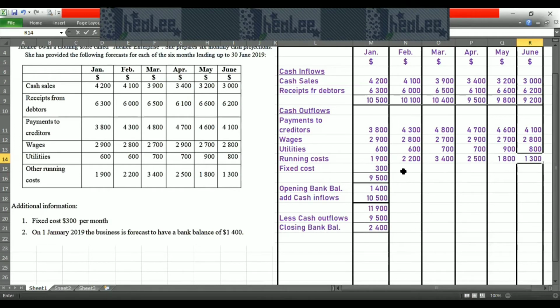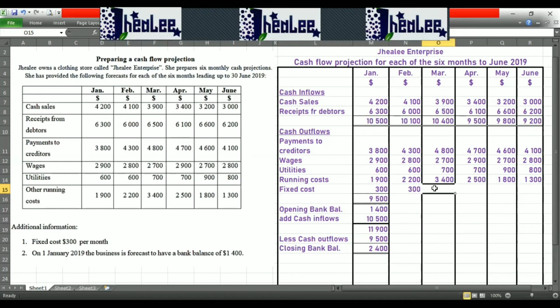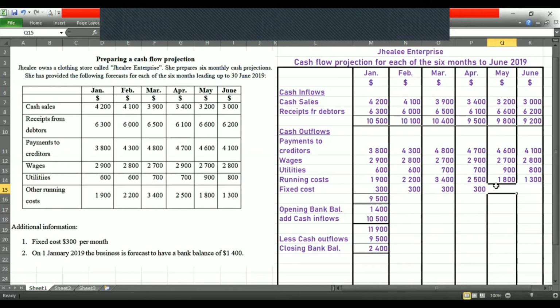As I said earlier, doing the cash flow projections is nothing that is difficult. It's relatively easy, right? So the final thing is the fixed cost. And remember, the fixed cost is the same value that would spread across for each month, and that is 300. So we're going to enter 300 for each month. This cost doesn't change, so it remains, as it said, fixed. So we're entering that 300 for each month.